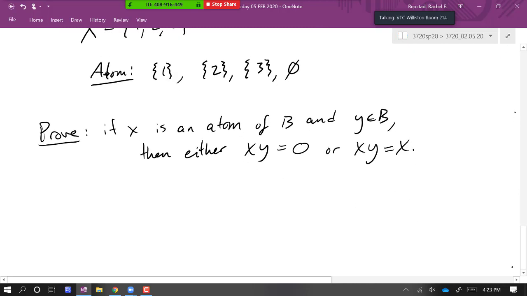So for these atoms, if we think about sets, we're saying if we have a set that's one of these atoms, one of these smallest ones, then if I intersect that set with any other set, it'll either be empty, it won't share anything in common at all, or it'll be the set itself. Like, it's either contained in the other set, right? Because it's one of these small guys, or it doesn't intersect with that set at all.